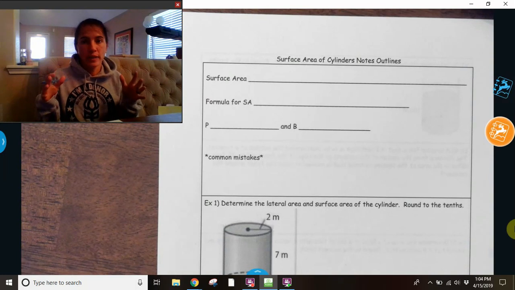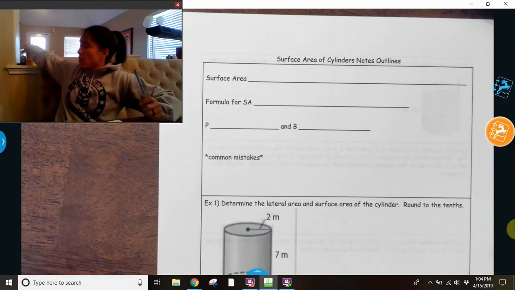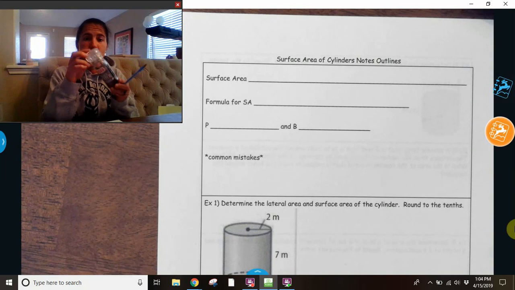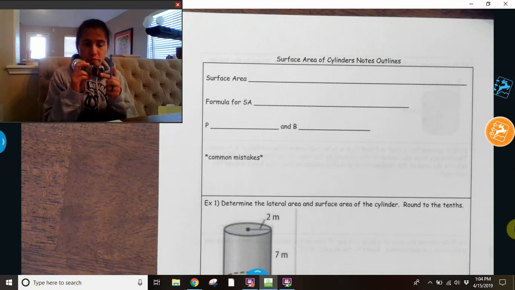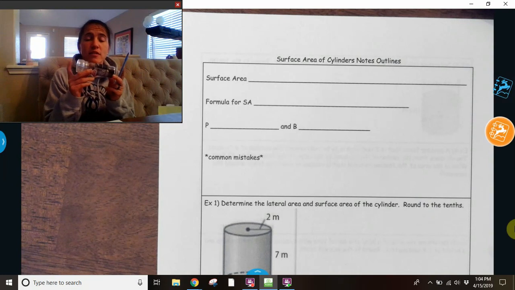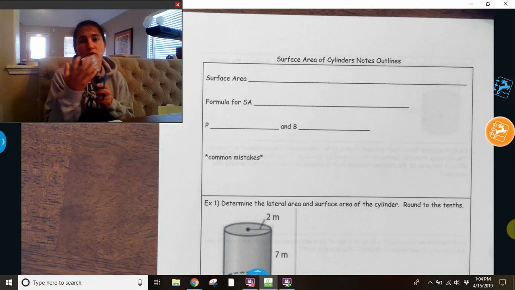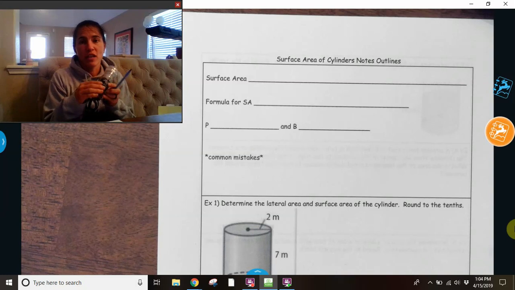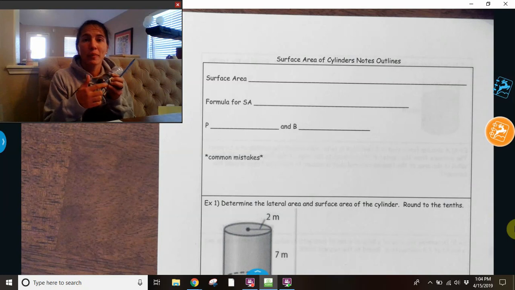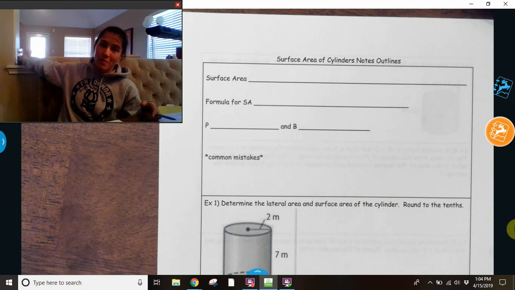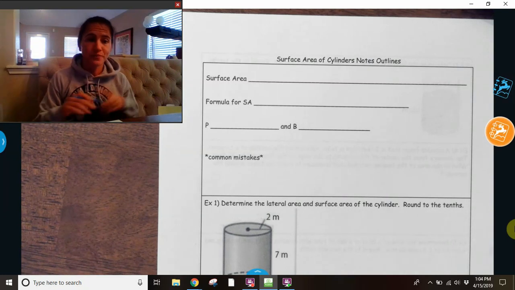Cylinders and prisms both have two bases. So here is my pepper shaker. It's not a perfect cylinder, but there's a base at the top and a base at the bottom, and the base is a circle. So prisms have two bases and cylinders have two bases. What's different is the lateral area. For a prism, the lateral area, the faces had sides, and so you took the perimeter of the base. But for a circle, you can't do the perimeter of a circle. We have a different vocabulary word for the perimeter of the circle. And so that's what makes cylinders a little bit different.